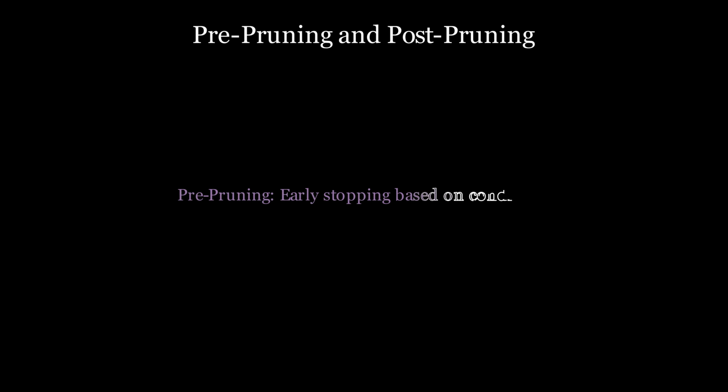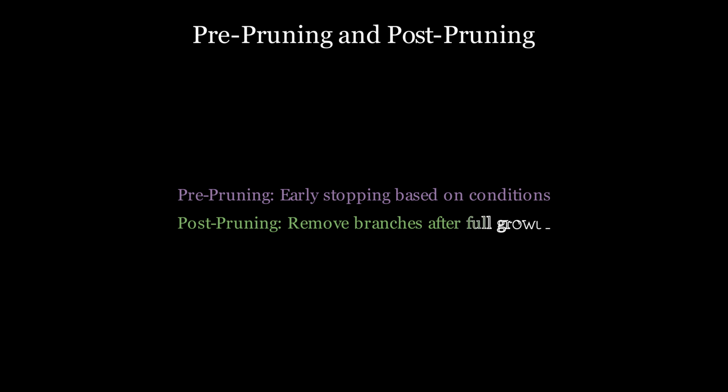To prevent overfitting, decision trees use pruning techniques. Pre-pruning stops the tree from growing further when certain conditions are met, such as reaching a maximum depth or having too few samples in a node. Post-pruning, on the other hand, grows the full tree first and then removes branches that do not improve accuracy.